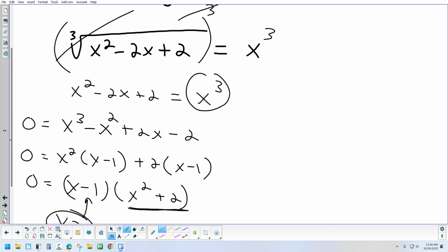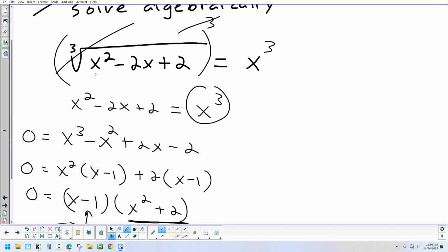Okay, go back up and check it. 1 squared is 1, minus 2 times 1, plus 2, and plug 1 in on the other side. -2 plus 2 cancels. Cube root of 1 is 1. And I have 1 on that side. I get 1 equals 1. We solved it correctly.